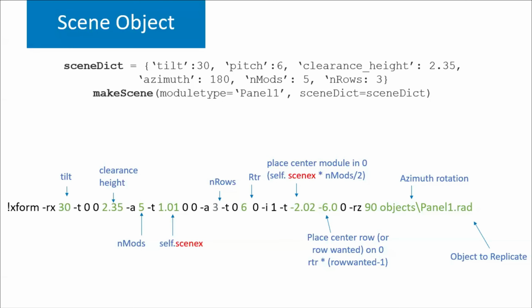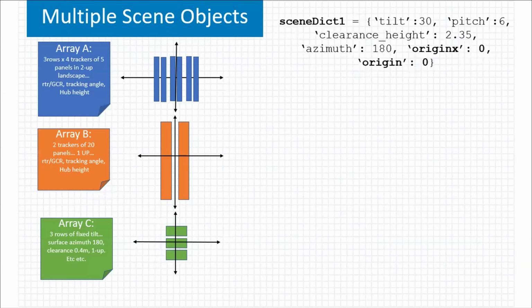Then we create a scene. So in the scene you pass the information relative to this array that we're building. What tilt is it? It's a fixed tilt. What clearance height? What's the separation between the rows, the pitch? How many modules, how many rows we're going to do. Right? And that relates to that Radiance code of replicating the rows and the spacing and moving them, etc. So this gets written internally by bifacial_radiance, and that's what we type as a user.